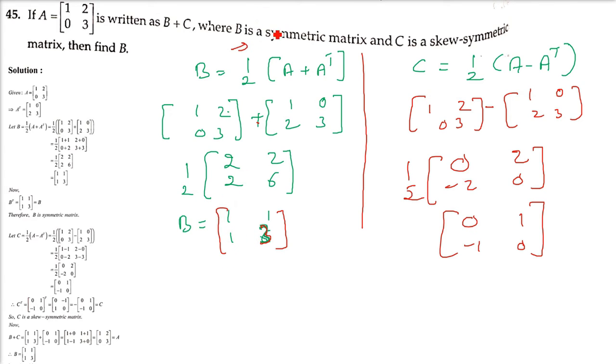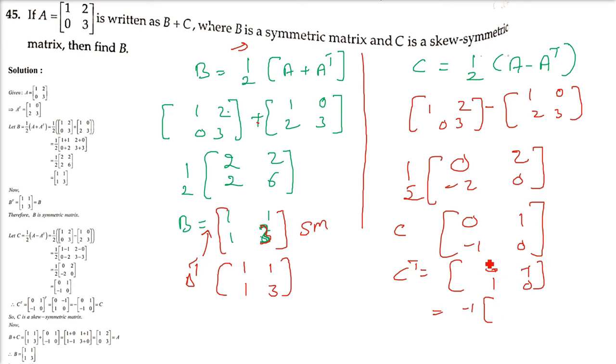So B is a symmetric matrix. So you have to show also that C is a skew symmetric matrix. That is, I am transposing it. So when you take the transpose, row to column, column to row. And this is C. So I am taking the transpose. 0, 1 will be the column and minus 1, 0 will be the column. Now take the negative outside. It will be 0, 1, negative 1, 0. And this is nothing but C. So C transpose is negative of C.